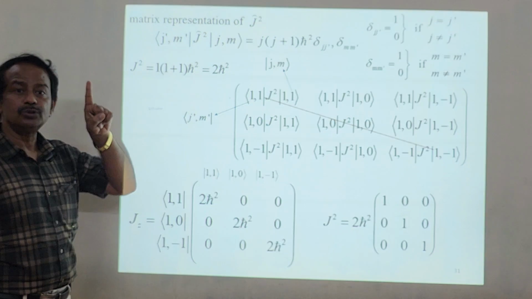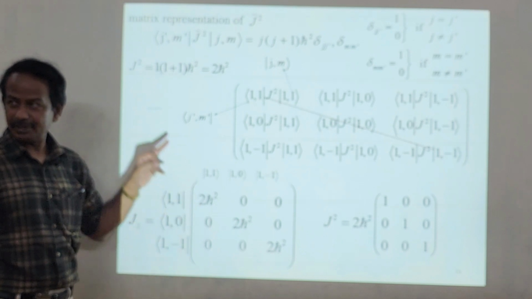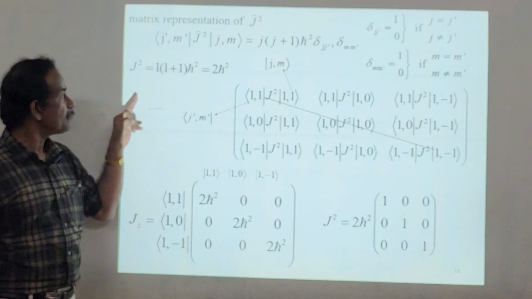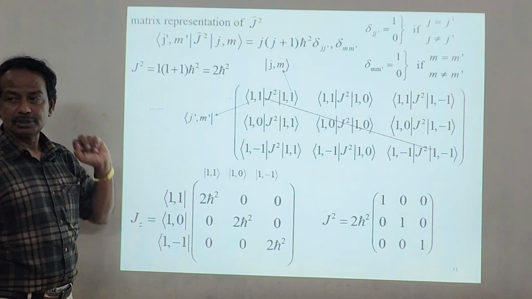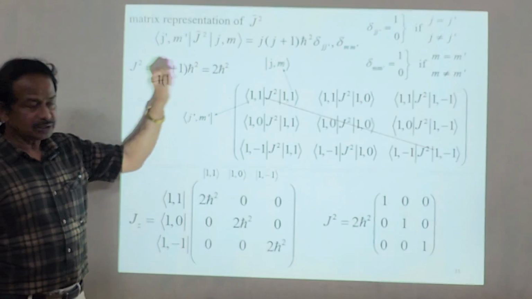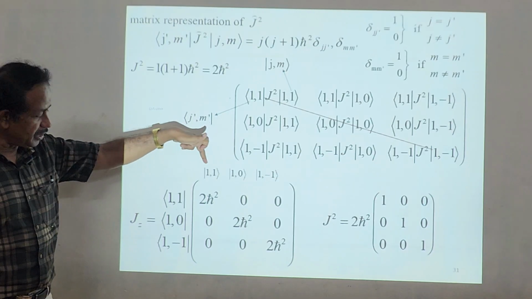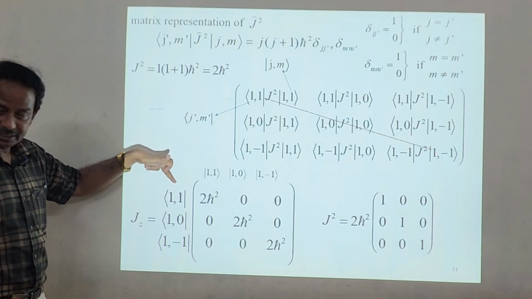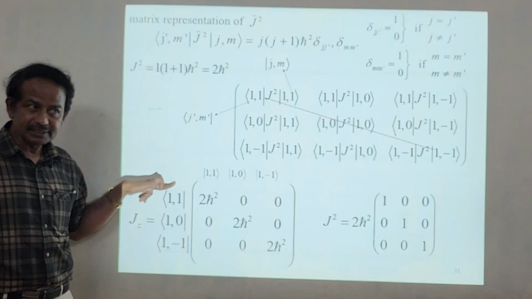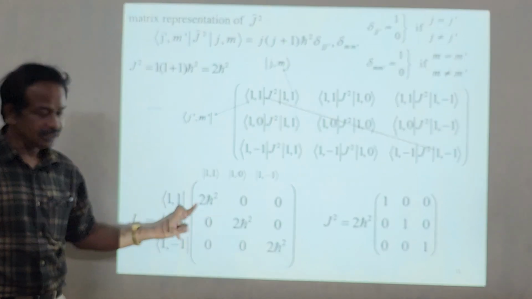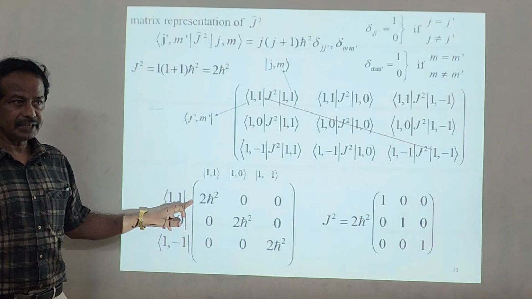j equals 1 means 2j plus 1, so we'll have a 3 by 3 matrix. Okay, we are going to have the value j equals 1. So j equals 1 means J squared will be 1 multiplied by 1 plus 1, that will give you 2 h bar squared. Just as I said earlier, this will be your j comma m, this will be your j dash m dash. Only diagonal elements alone will exist, for j equals j dash, m equals m dash. So only diagonal elements will exist: 2 h bar squared, 2 h bar squared, 2 h bar squared. Is it okay?